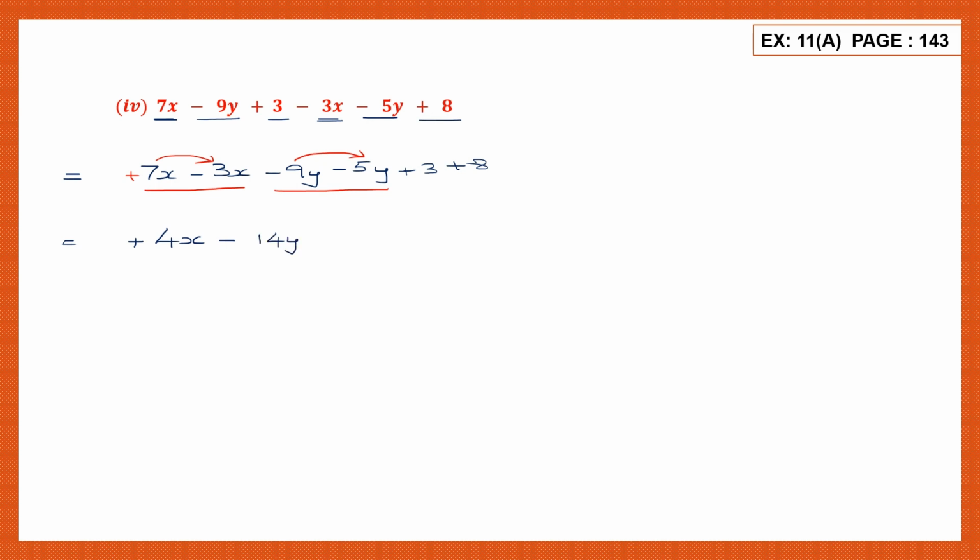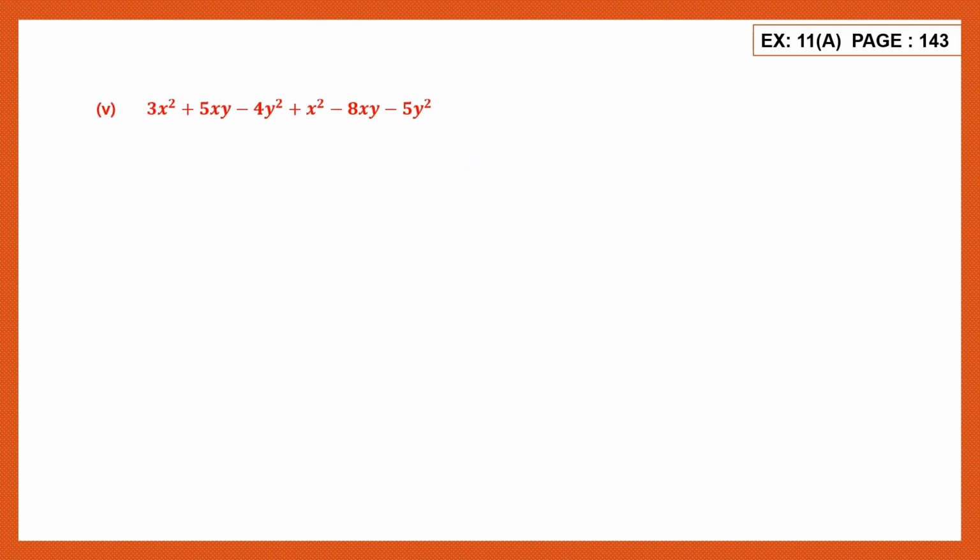Now let's go only to the numbers that are there, plus 3 and plus 8. Signs are the same. Put the same sign and add. 3 plus 8 makes it 11. So this is our final answer, 4x minus 14y plus 11.